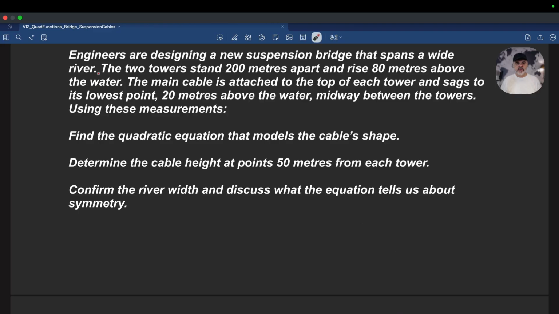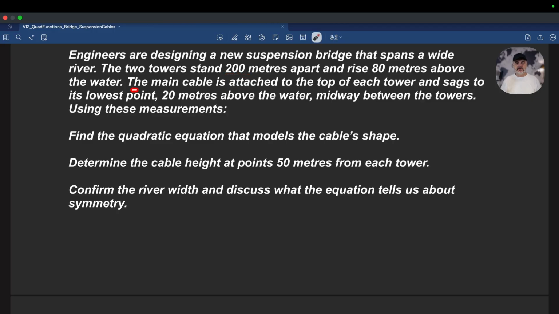So in this particular question, the word problem shows that engineers are designing a new suspension bridge, right? The bridge spans across the river, and there are two towers at the end. So 200 meters apart is the position of those two towers. And the towers rise 80 meters above the water. So that gives you the height. And this is sort of the width of those two vertical objects.